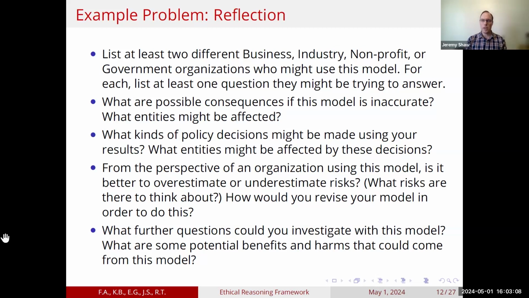And the last one we provide as a sample, this is not an exhaustive list, even though it seems really long, not exhaustive. What further questions could you investigate with this model? What are some potential benefits and harms that can come from this?